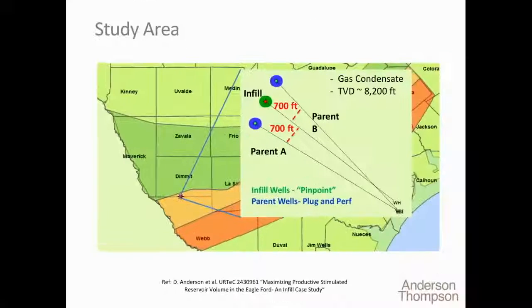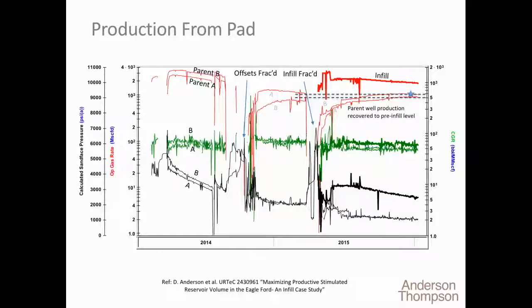We have 3 wells that are spaced at 700 feet apart, so that you can see where the infill well is in green, landed in between the 2 blue circles. This is a gas condensate, a rich gas condensate part of the Eagle Ford. The production of the pad is illustrated here. Here we can see the performance of all 3 wells, the original parent plug and perf wells, which offset that infill. And you can see their production rate histories in red and their flowing pressures in black, and their condensate yield in the green presented in the middle.